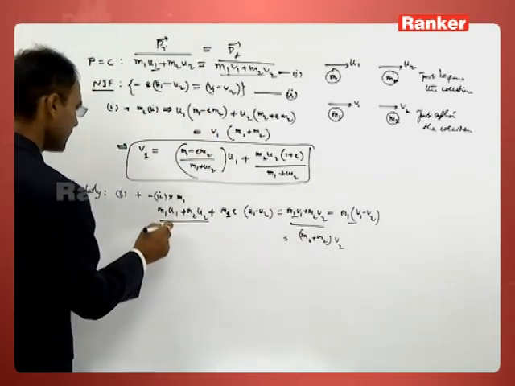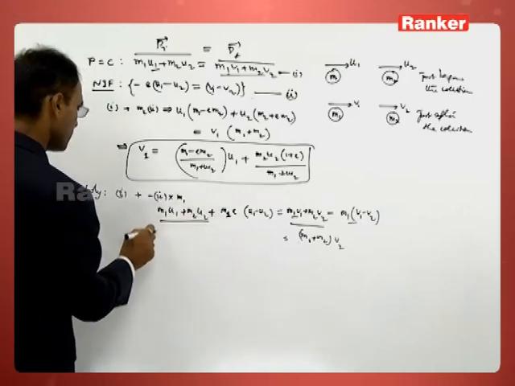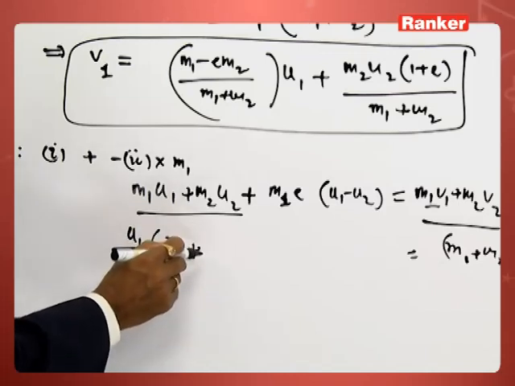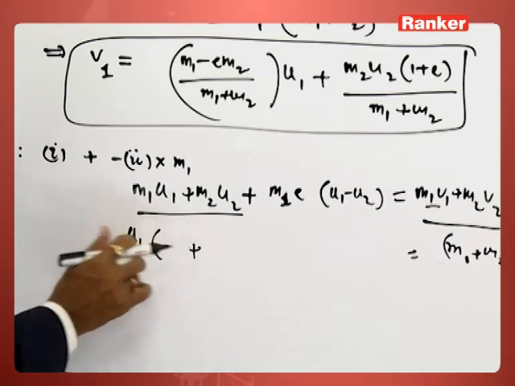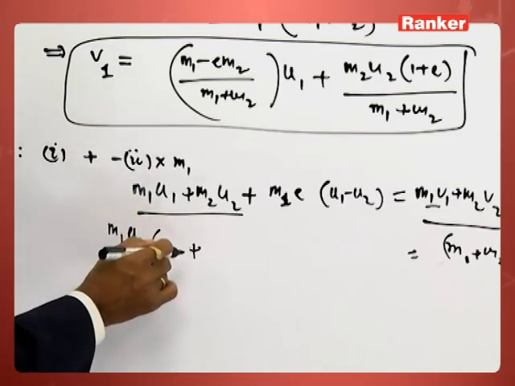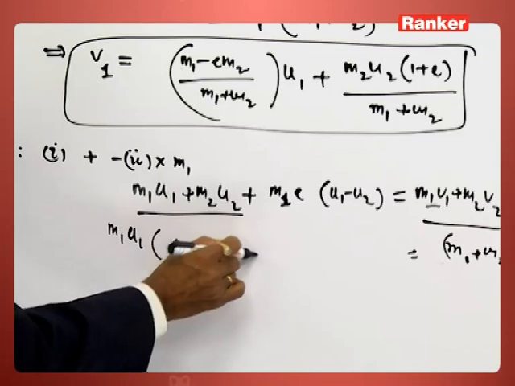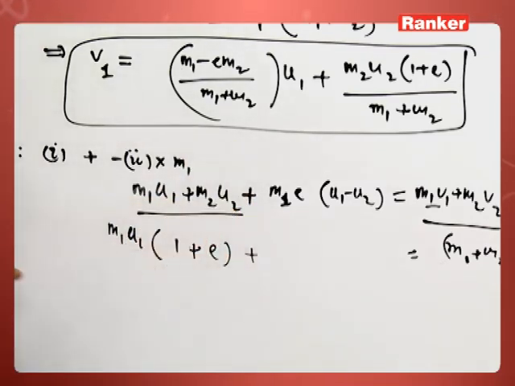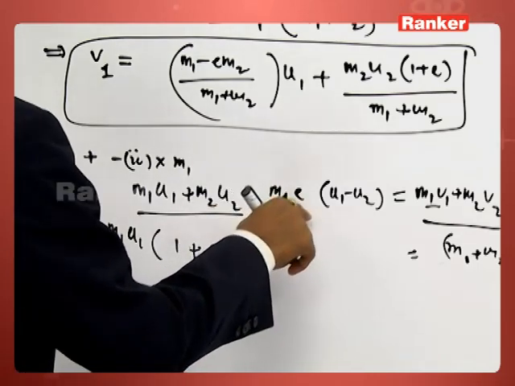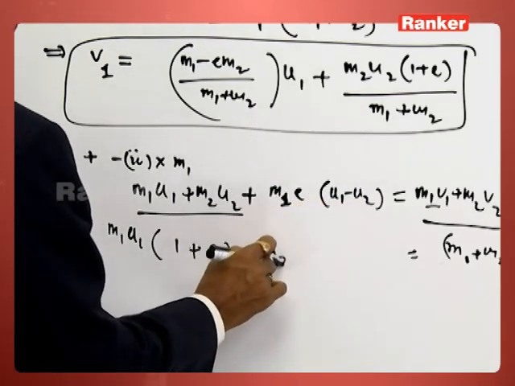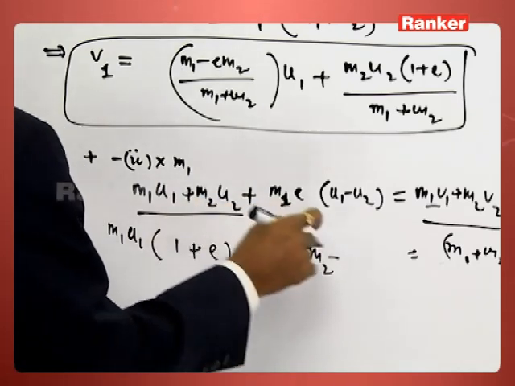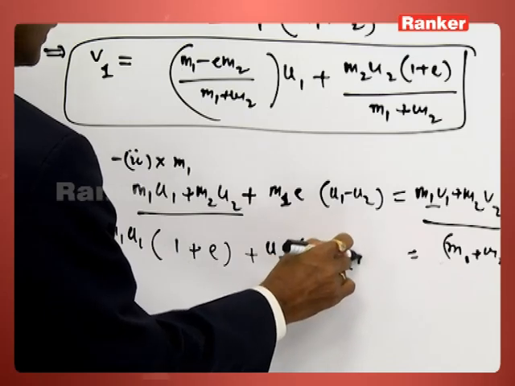And on the left hand side, when you group it, you are getting U1 into M1 plus M1E, or we can just write by taking M1 out of the bracket, 1 plus E, plus M2U2 minus M1E into U2. So, you can take common U2, but in the bracket, this will be M2 minus E into M1.